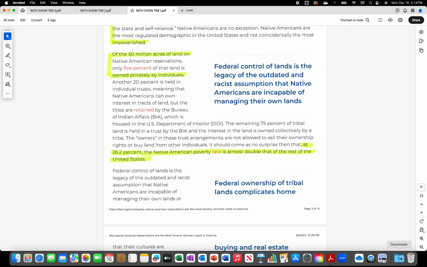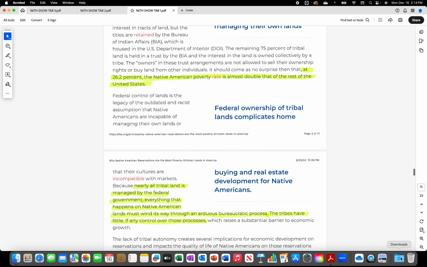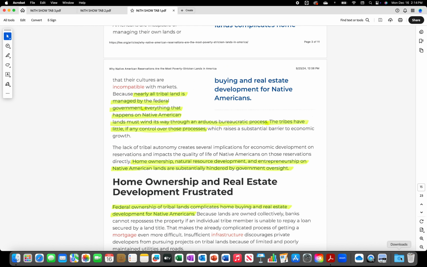At 26.2%, the Native American poverty rate is almost double that of the rest of the United States. Nearly all tribal land is managed by the federal government. Everything that happens on Native American lands must wind its way through an arduous bureaucratic process. The tribes have little, if any, control over those processes. Home ownership, natural resource development, and entrepreneurship on Native American lands are substantially hindered by government oversight. Federal ownership of tribal lands complicates home buying and real estate development for Native Americans.